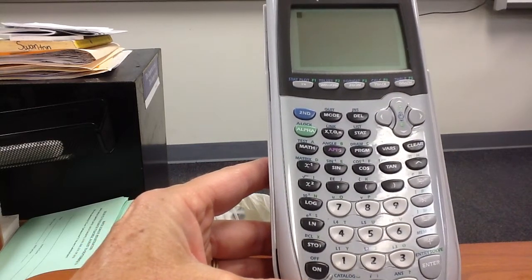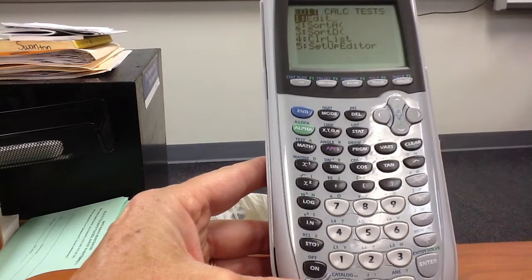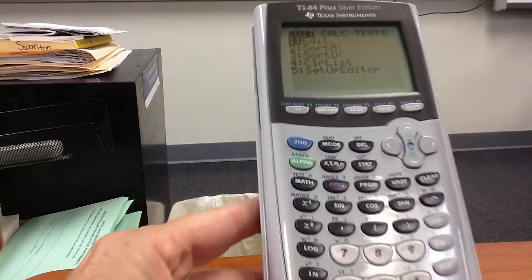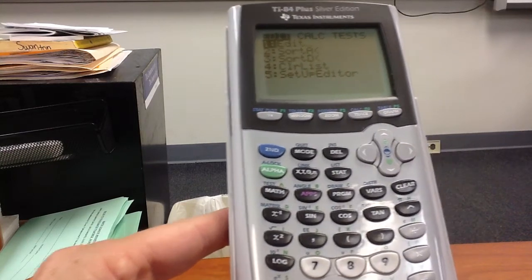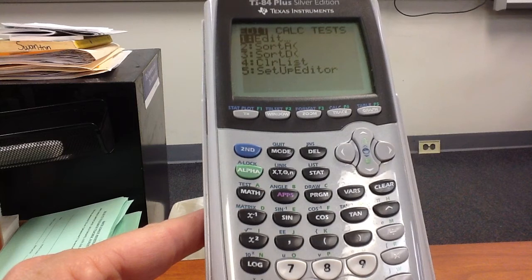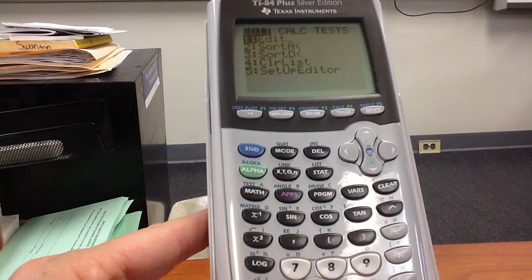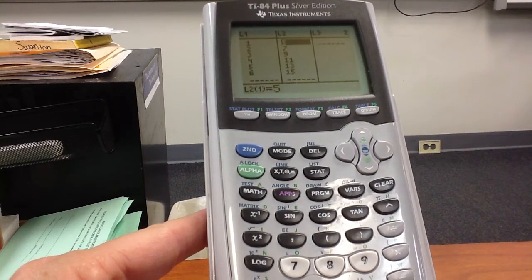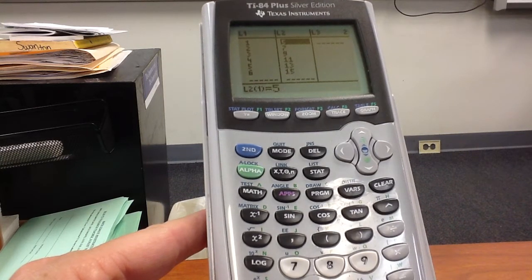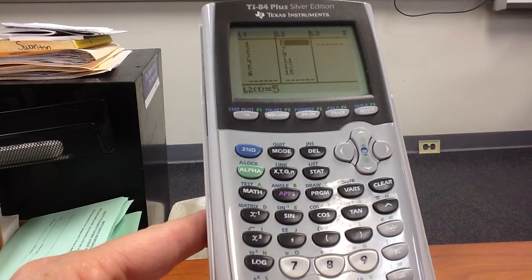Turn it on. Press my Stat button. Now notice that the Stat button brings up a menu. Anytime you are going to put data into the calculator, you are going to use the Edit menu. That's the first one. That's what's highlighted. We're going to use the Edit menu. Now, press Enter, and notice that my calculator already has data in there. If yours doesn't, then you just sit patiently. If yours does, then you want to clear that out.